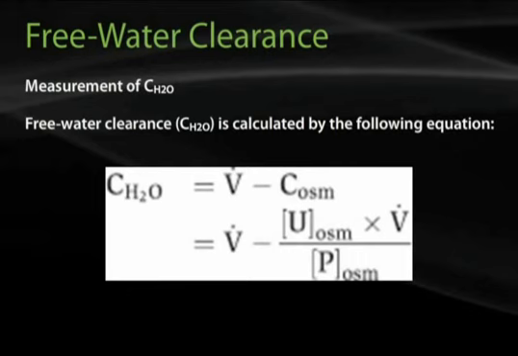Free water clearance is calculated by the following equation. Free water clearance is equal to the urine volume minus the clearance of osmoles. The clearance of osmoles is determined by the same equation that we used previously to calculate clearance of any other substance. That is, the concentration of osmoles in the urine times the urine flow rate over the plasma concentration of osmoles.